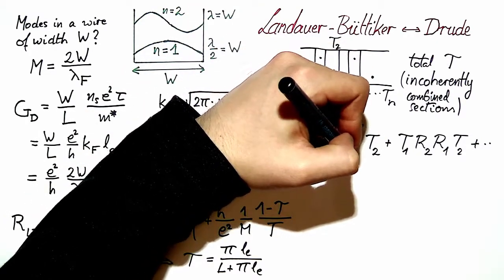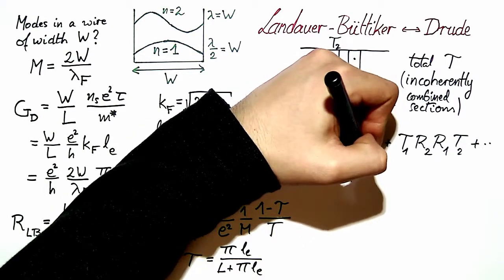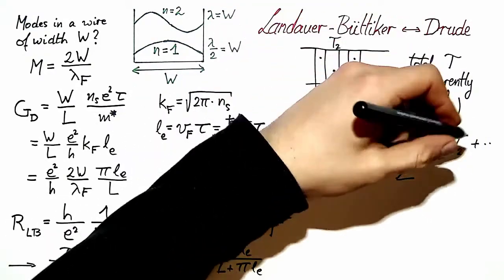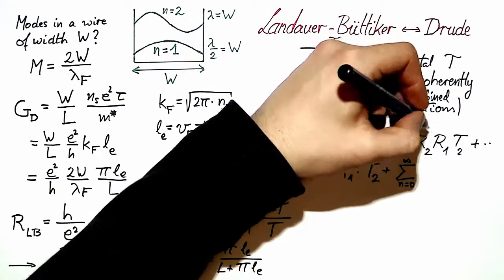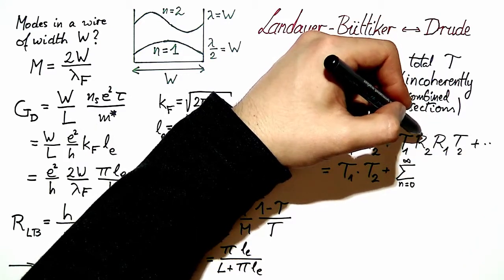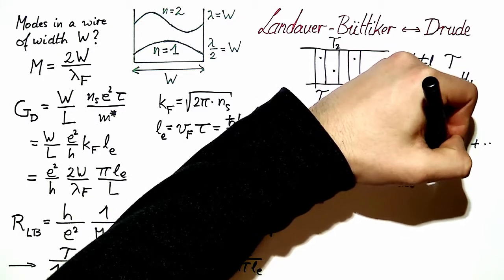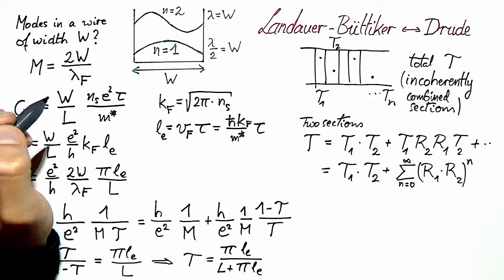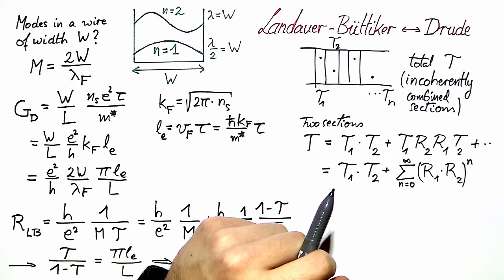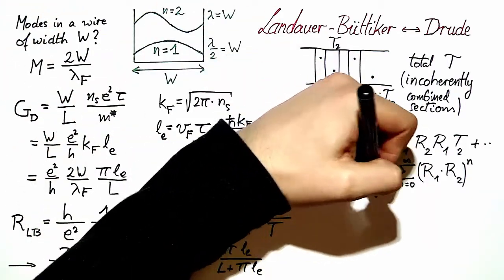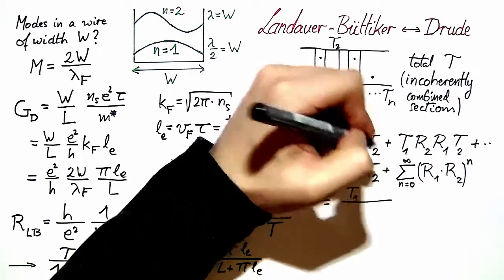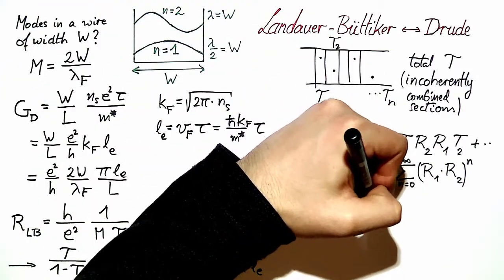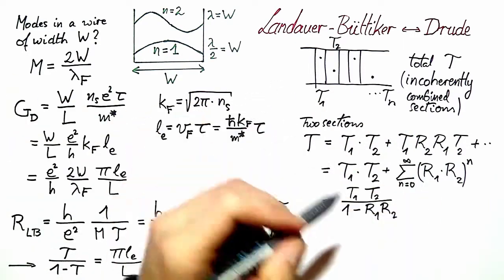So the full expression will be transmission 1 times transmission 2, which appears in all of those terms, plus a series of powers of this product R1 times R2. So we consider all possible events. And this series has a closed form, so that the final result is T1 times T2 over 1 minus R1 times R2, a geometric series. And so R is 1 minus T.